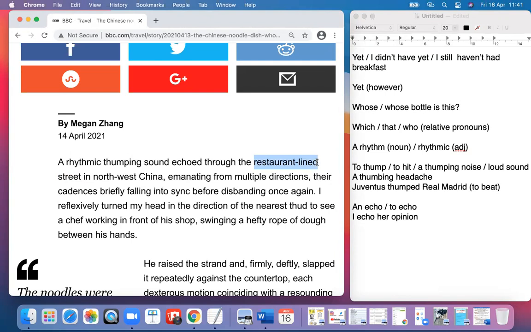And the significance is there are restaurants al lado, beside. For example, the street is restaurant-lined. And that means there are lots of restaurants on either side of the street. Very, very fluent vocabulary. And here it's the same. The significance is the street has a lot of restaurants on the side. Okay, emanating, I think that's similar in Spanish and Latin. Very, very advanced in English.